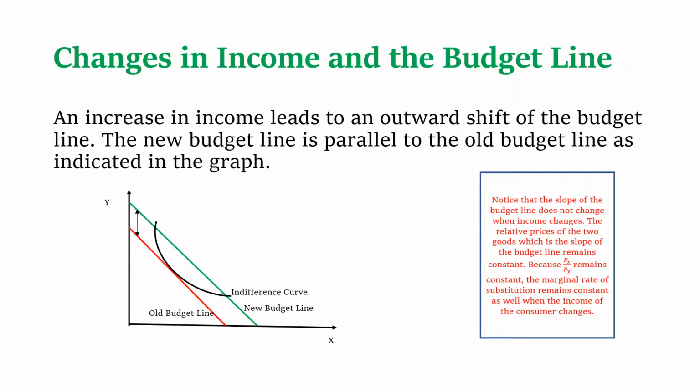So this is what happens when we have an increase in the income of the consumer. It does not affect the slope of the budget line, but it does lead to a shift in the budget line. If there is an increase in income, the budget line will shift outwards. If there is a fall in income, the budget line will shift inwards.